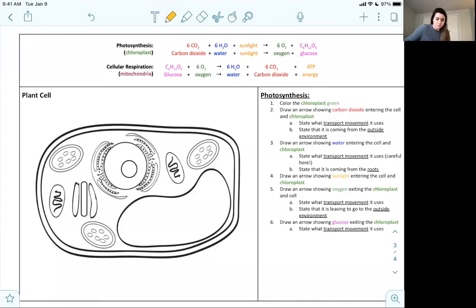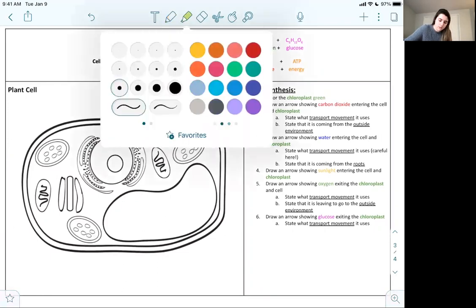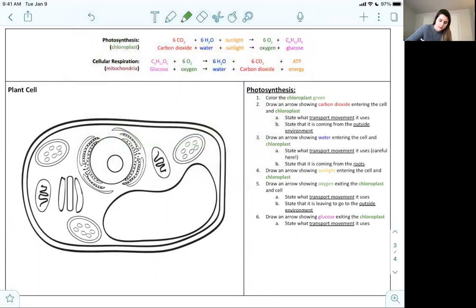Hi, everyone. Now we are on the plant cell doing photosynthesis. So we are going to start off with step number 1, coloring our chloroplasts green. So I'm going to take my green, and my chloroplasts typically have these little dots in them. That's how I know that they are chloroplasts.